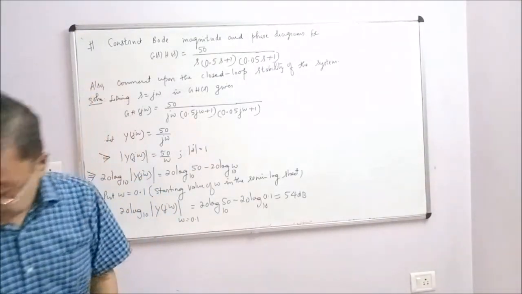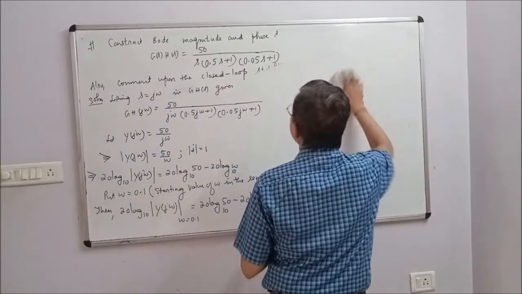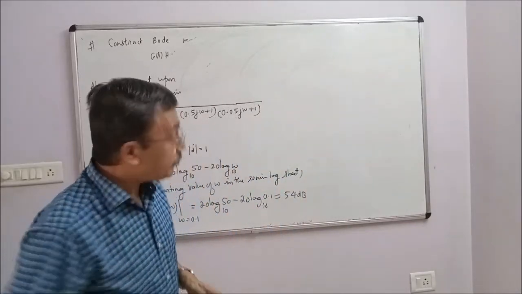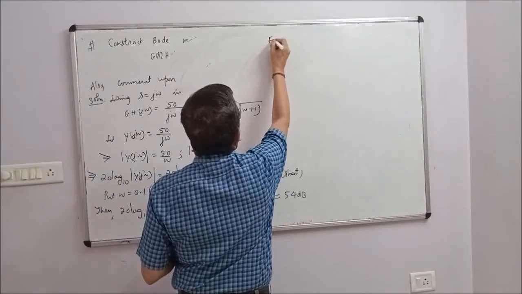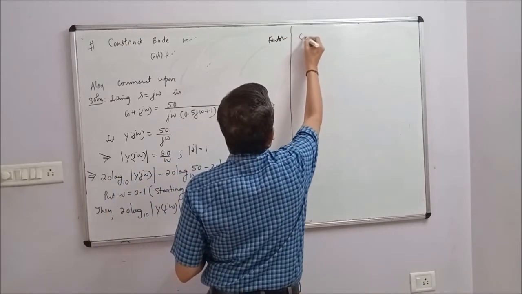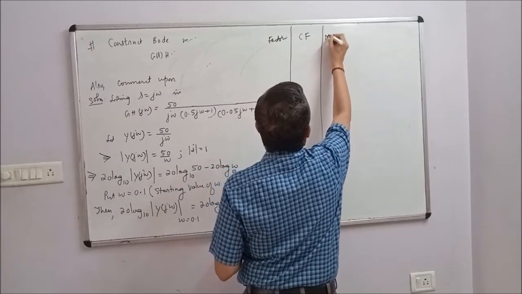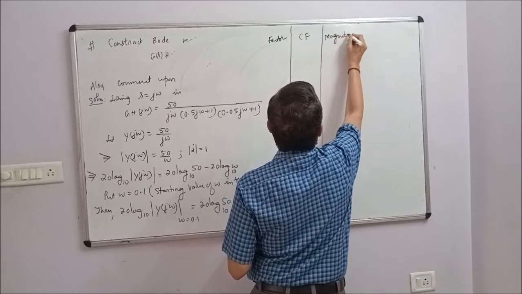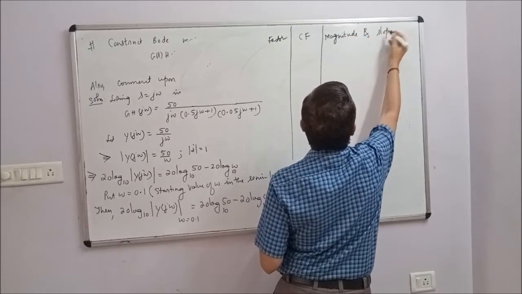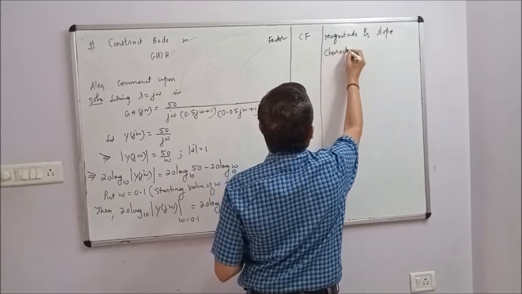So now I am going to create a table. Factor, corner frequency, magnitude and slope. Magnitude and slope characteristics.